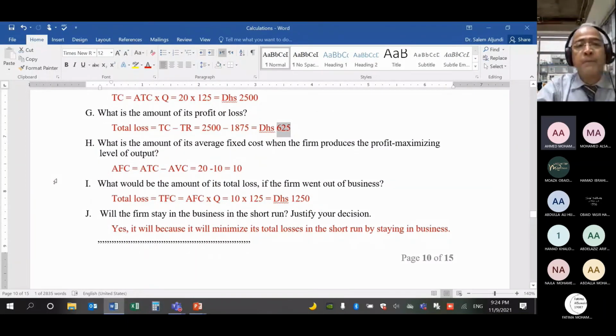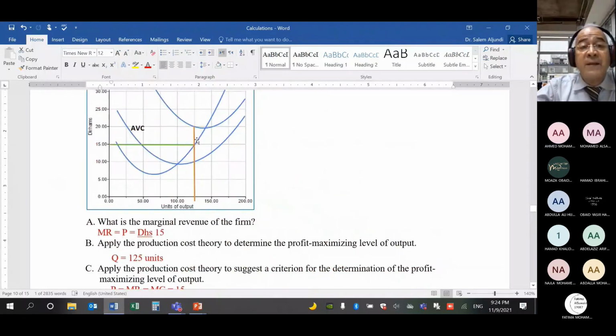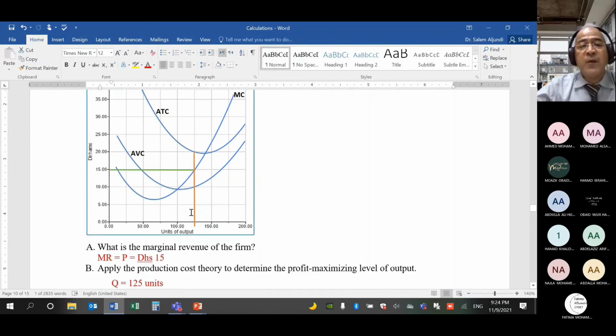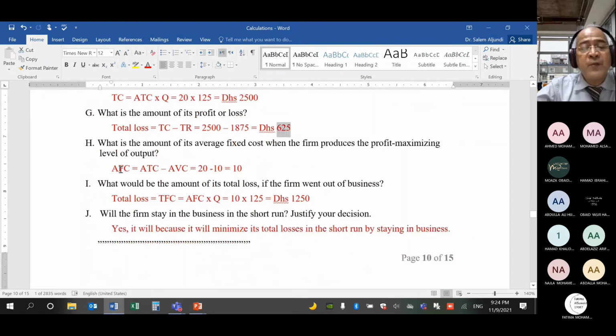Another question. What is the amount of its average fixed cost when the firm produces the profit maximizing level of output? What is average fixed cost? Average fixed cost is the vertical distance between average total cost and average variable cost. So this dot 20, this dot 10, so average fixed cost equals 10, the vertical distance between the two curves. So we write it here, average fixed cost equals average total cost minus average variable cost. Average total cost 20, average variable cost 10, so average fixed cost will be 10.